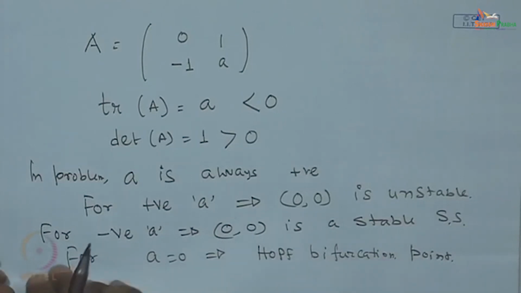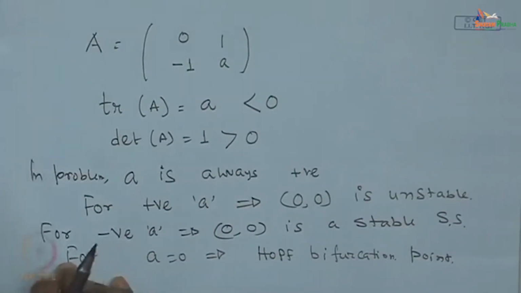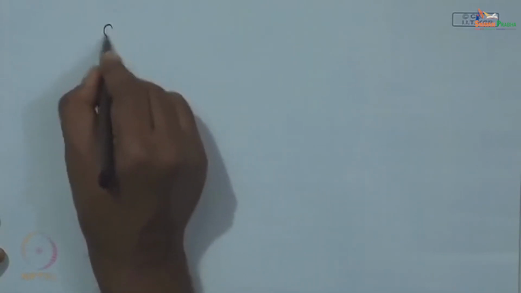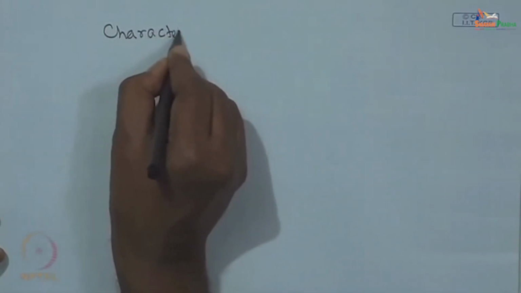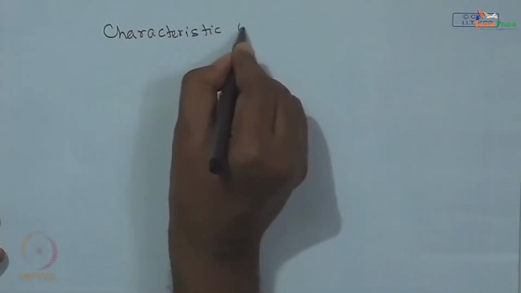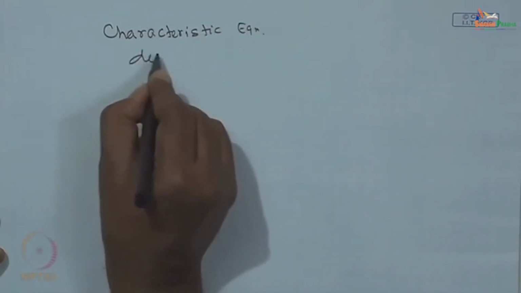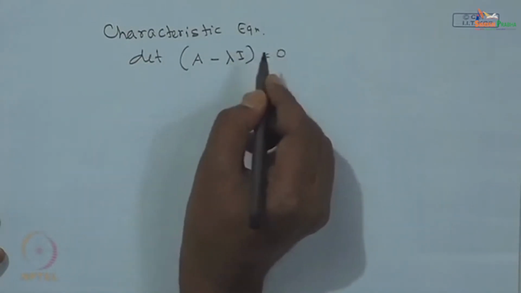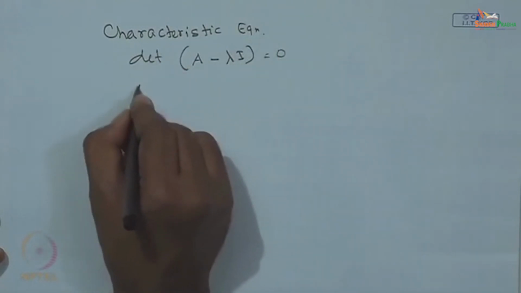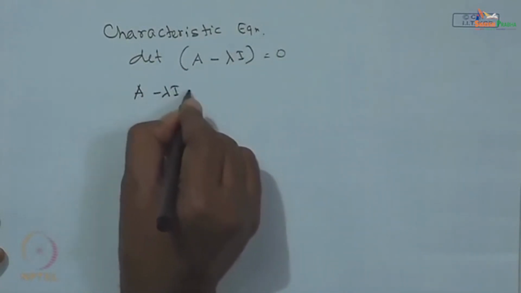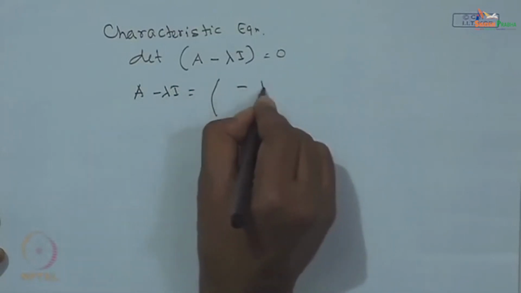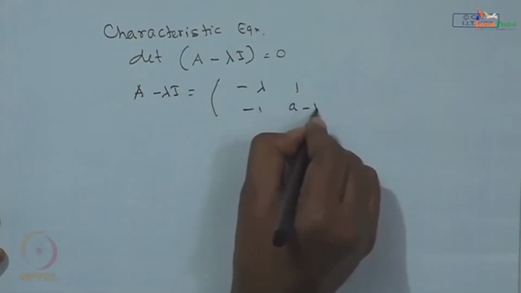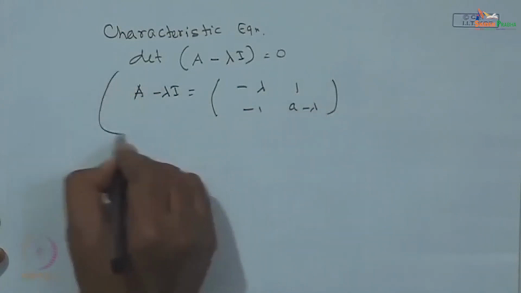Now, we can further analyze the system if we get into the characteristic equation of the eigenvalues. The characteristic equation is given by setting the determinant of A minus lambda I equal to 0. So, construct the A minus lambda I matrix: minus lambda, 1, minus 1, A minus lambda. The determinant of that will be equal to 0.